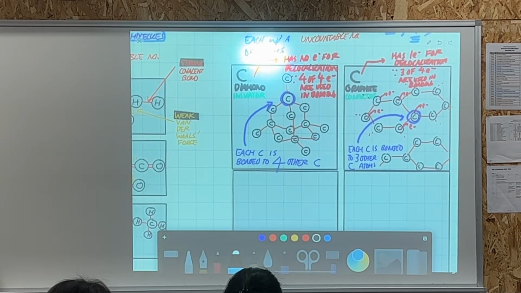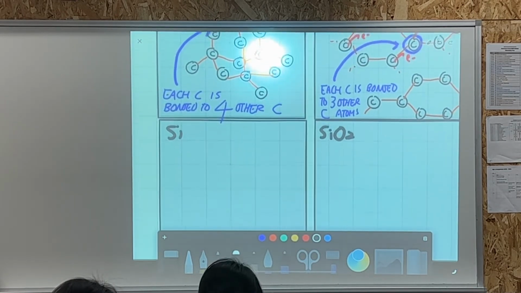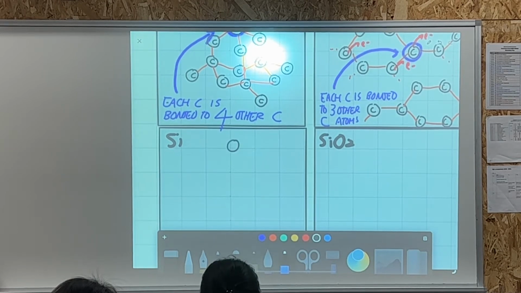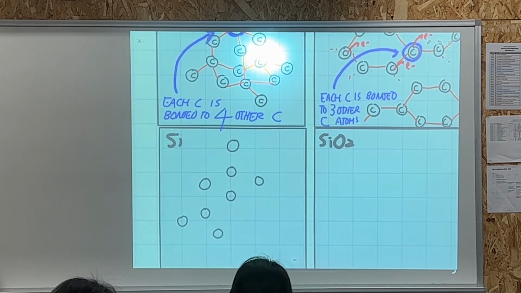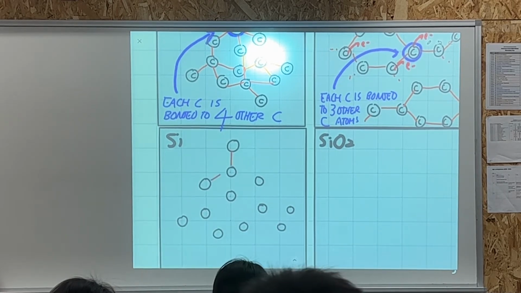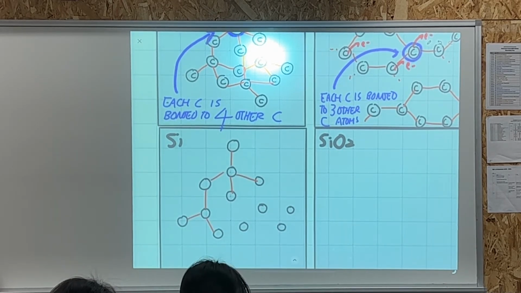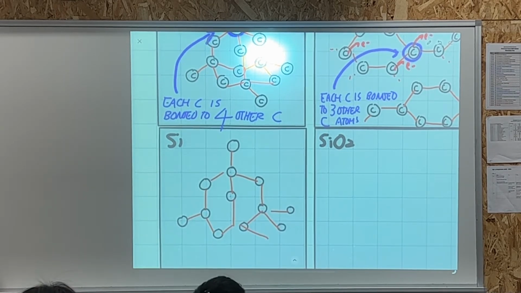So we have Si and SiO2. And actually, the diagram for Si and SiO2 are very similar. Okay, so I'll just draw it in here first. 1, 2, 3, 4. Just like in diamond, you see they are connected to 4 other partners, each of them. But unlike in diamond, which is made of pure carbon, this is made of silicon. So each of these are now Si instead of C atoms. But structurally, it is the same thing as diamond.